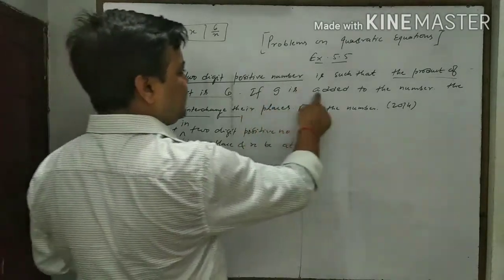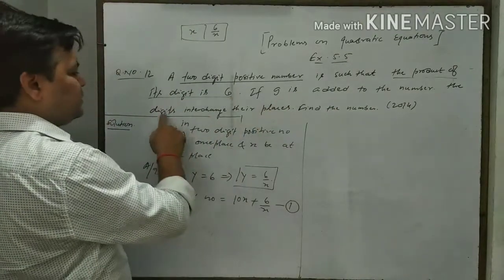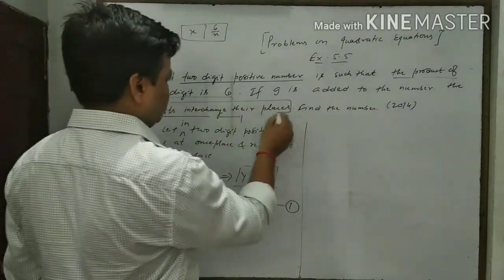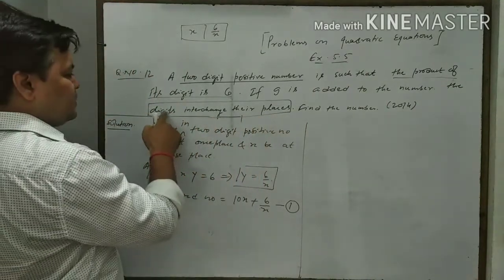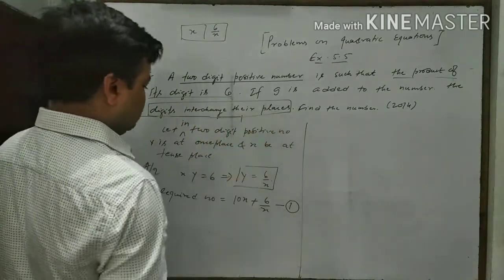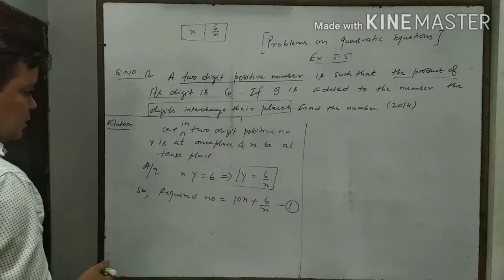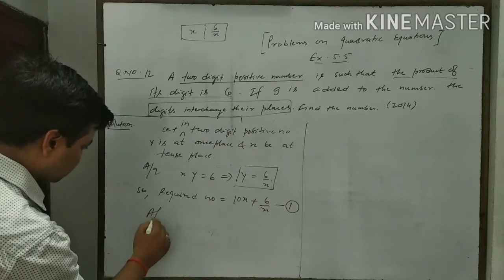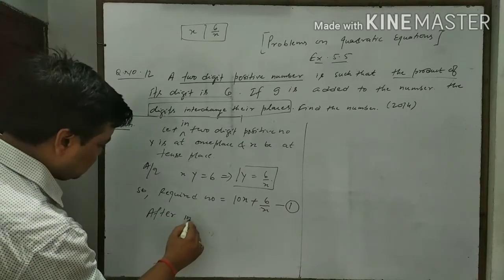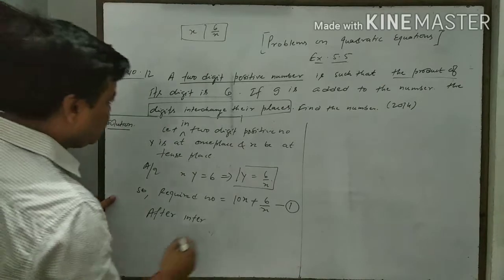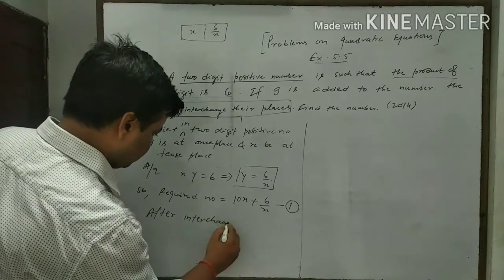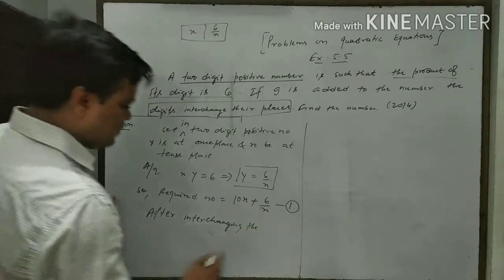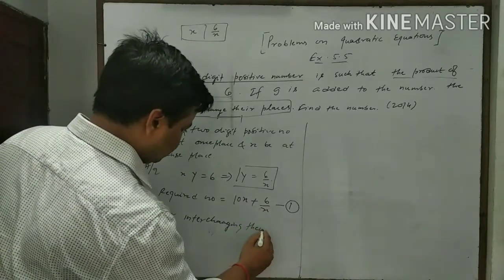Now, if 9 is added to the number, the digits interchange their places. Now here concentrate. The digits interchange their places. So now we write the number here after interchanging their places.